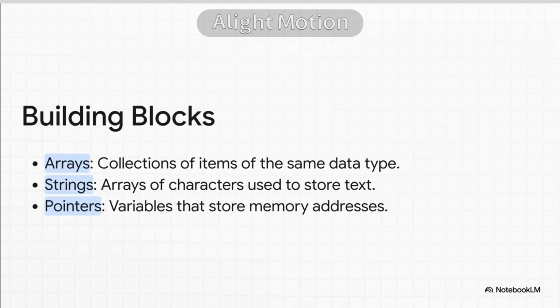And to build even more awesome structures, you'll need things like arrays, which are just a way to store a whole bunch of similar items together, like that neat row of bricks we were talking about. Strings are really just a special kind of array for holding text. And pointers? Well, pointers are a little more advanced, but just know they give you the super direct, low-level control over your computer's memory. Pretty cool stuff.